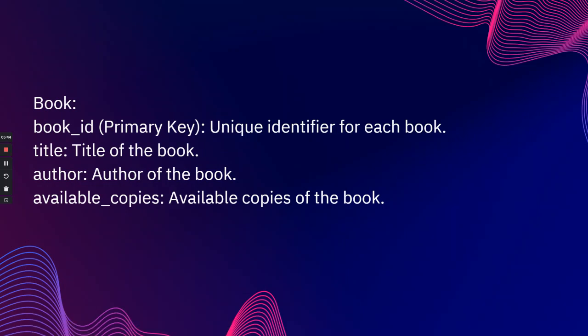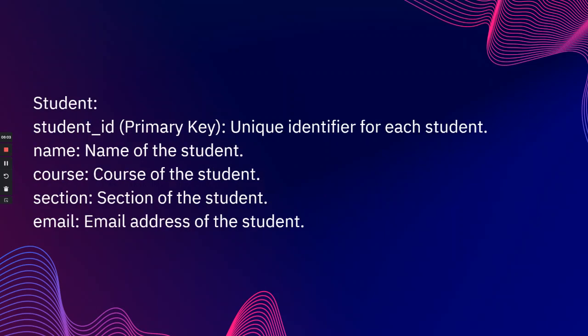Here we have the book. For the book ID, it's a primary key, of course, and it's a unique identifier for each book. The title, it's the title of the book. Author, author of the book. Available copies, the available copies of the book.